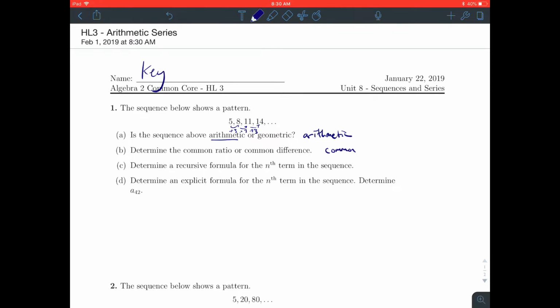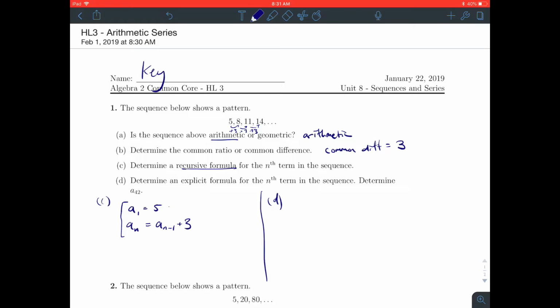Because it's an arithmetic sequence, the common difference is plus 3. Determine a recursive formula for the nth term in the sequence. So here I'm going to switch down to the space down here. A recursive formula is one that depends on the previous value. So a recursive formula always has two parts. I start at 5, and to get to the nth term, I take the previous term and I add 3 to it. In this set of rules, start at 5 and then add 3 to the previous value to get the next, completely defines this list of numbers.